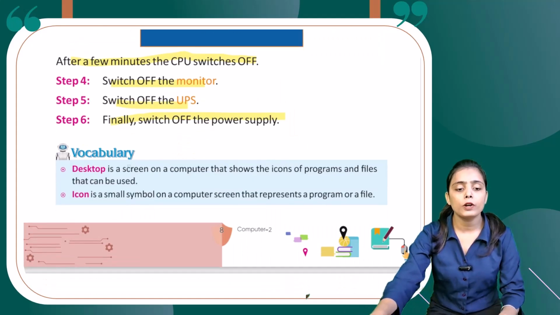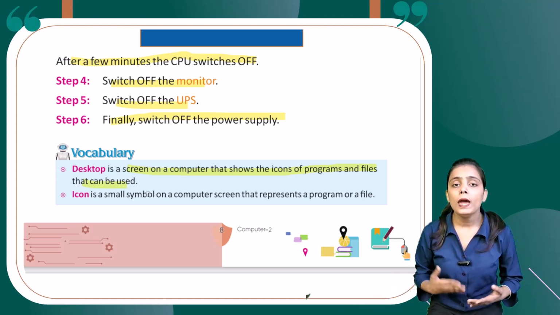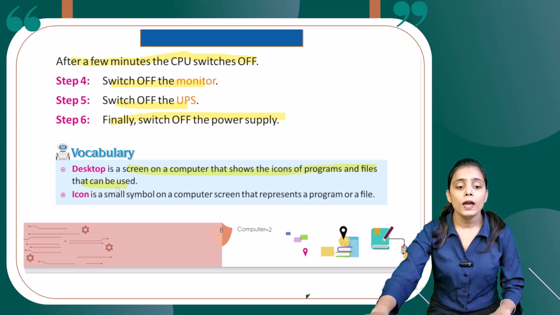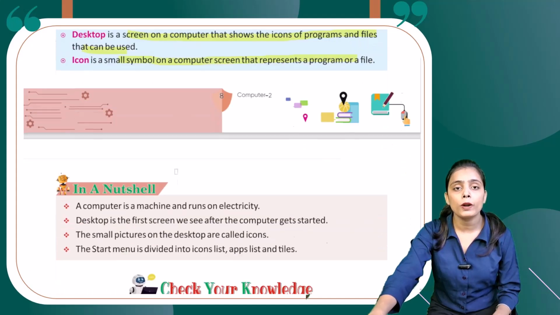Now let's see the vocabulary. Desktop is a screen on a computer that shows the icons of programs and files that can be used. Okay, so desktop आपकी पहली screen जो appear होती है आपके system को on करने पे, and क्या show करती है, आपके files and folder that are called icons. And now icon is a small symbol on a computer screen that represents a program or a file.